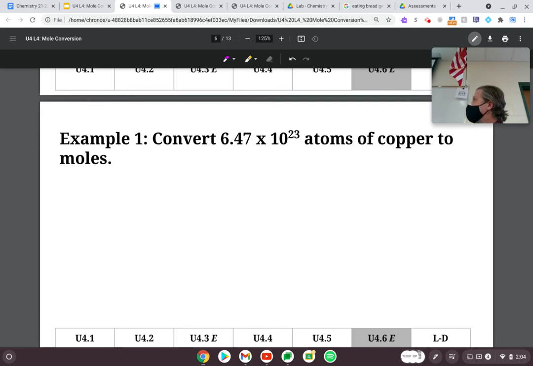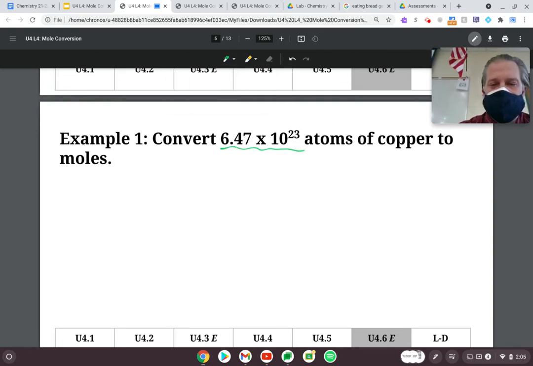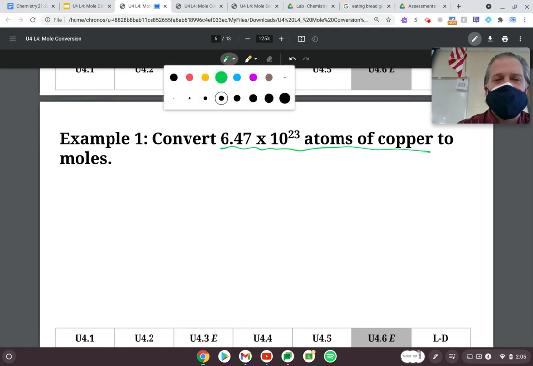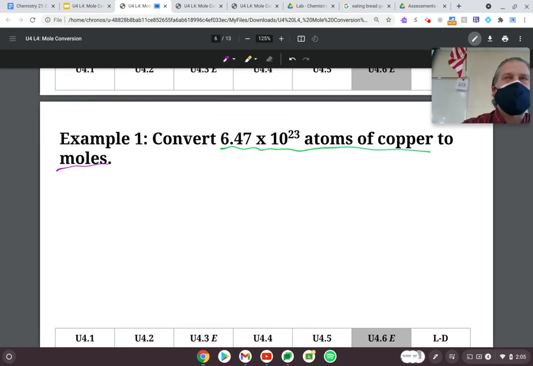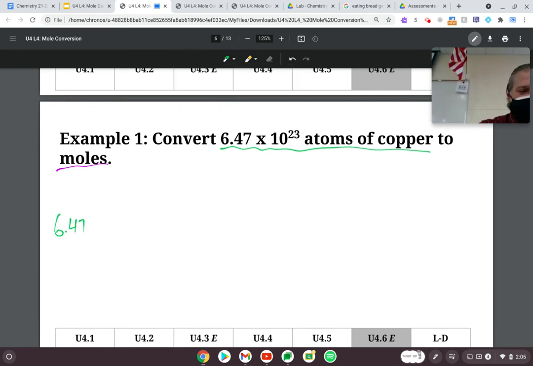So here's what we're going to do with it. We are going to practice the math associated with the mole. You are going to be asked in this problem to convert 6.47 times 10 to the 23rd atoms of copper into moles of copper. So I'm going to do what I've always done in the past, and take my given, which is 6.47 times 10 to the 23rd atoms of copper.